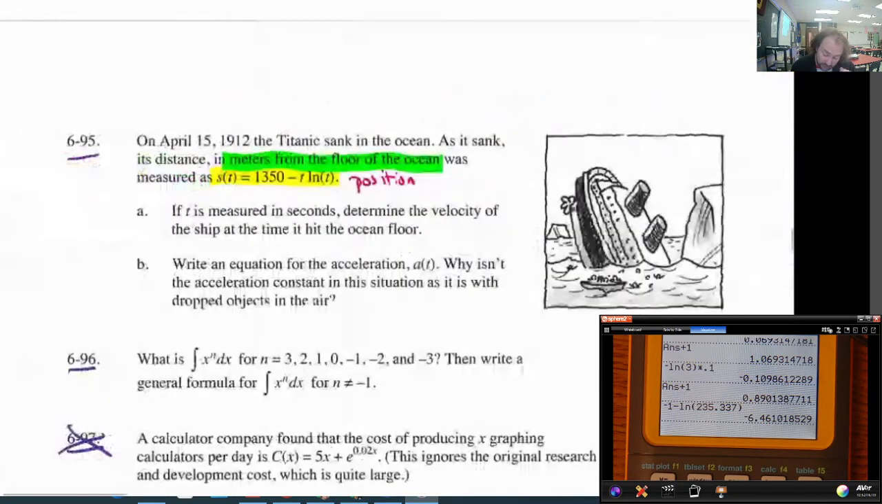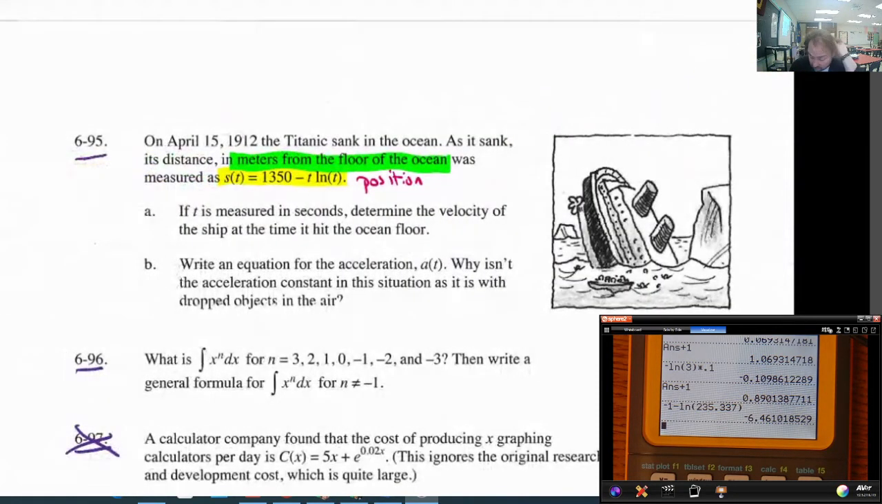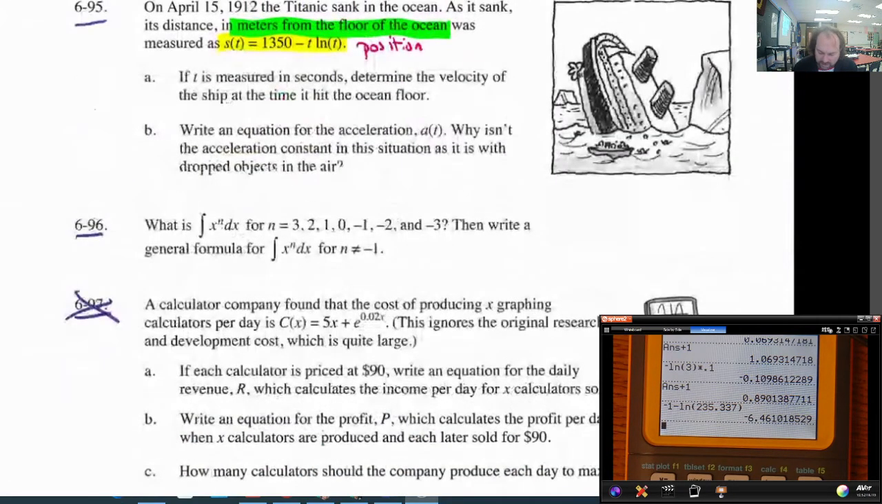Now, there's a really good question here, question B. Write an acceleration function for this, and the question is, why isn't the acceleration constant in this situation as it is with dropped objects in the air? Which is kind of a deep physics question, but we're going to answer it anyway.